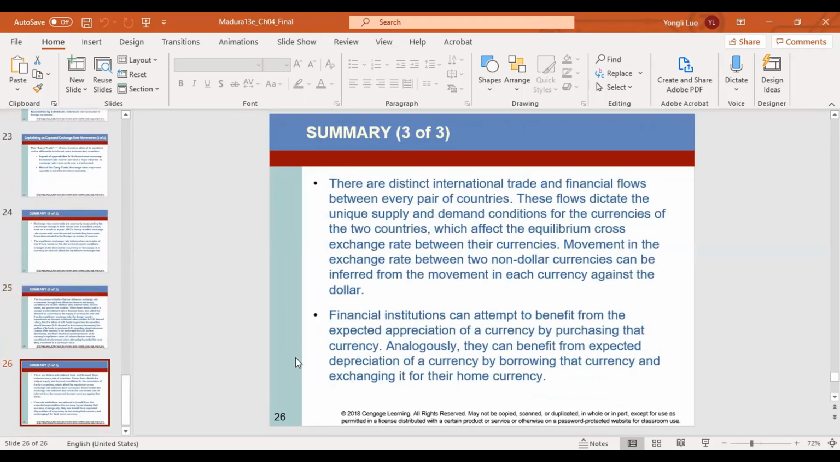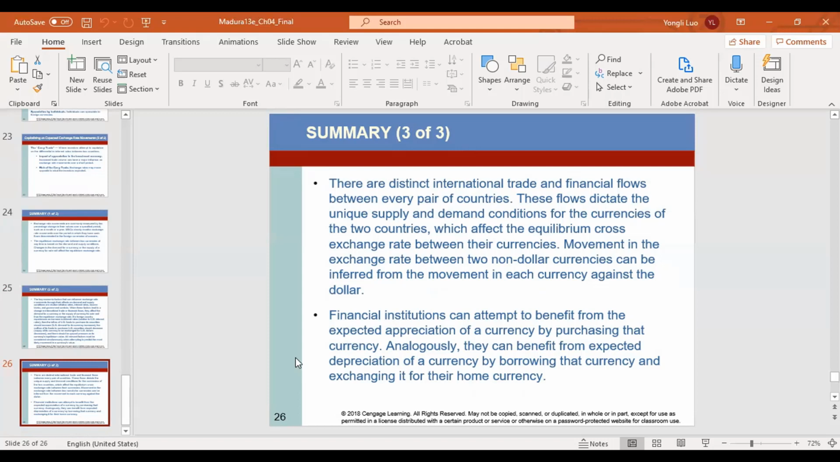There are distinct international trade and financial flows between every pair of countries. Those flows dictate the unique supply and demand conditions for the currencies of the two countries, which affect the equilibrium cross exchange rate between their currencies.